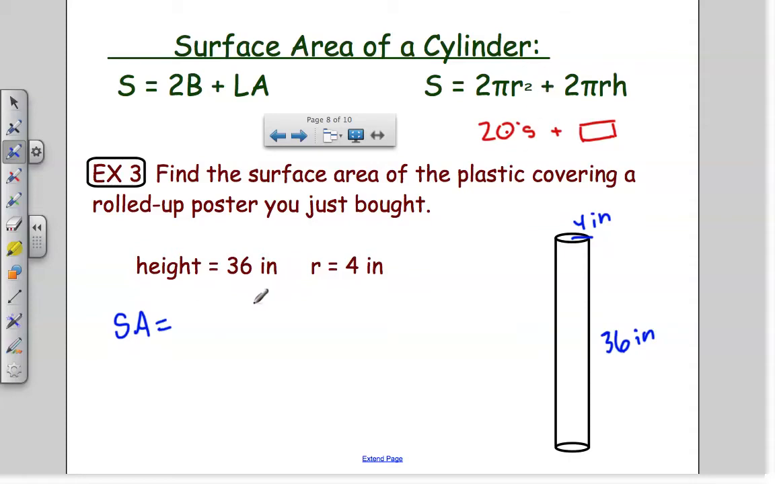Okay, well, we got two circles at the top and bottom. Each of those circles is pi r squared, so 2 times pi r squared, and the radius of the top circles is 4. Plus 2 pi r h. Remember, 2 pi r is the circumference, which is the base of this rectangle when it's unrolled, times the height. 2 pi, the radius, again, is 4. The height of that poster is 36.